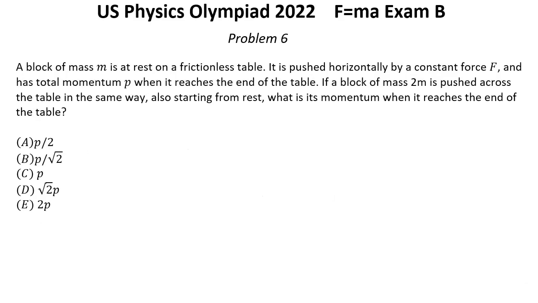Problem number 6. A block of mass m is at rest on a frictionless table. It is pushed horizontally by a constant force F and has a total momentum P when it reaches the end of the table. If a block of mass 2m is pushed across the table in the same way, also starting from rest, what is its momentum when it reaches the end of the table?